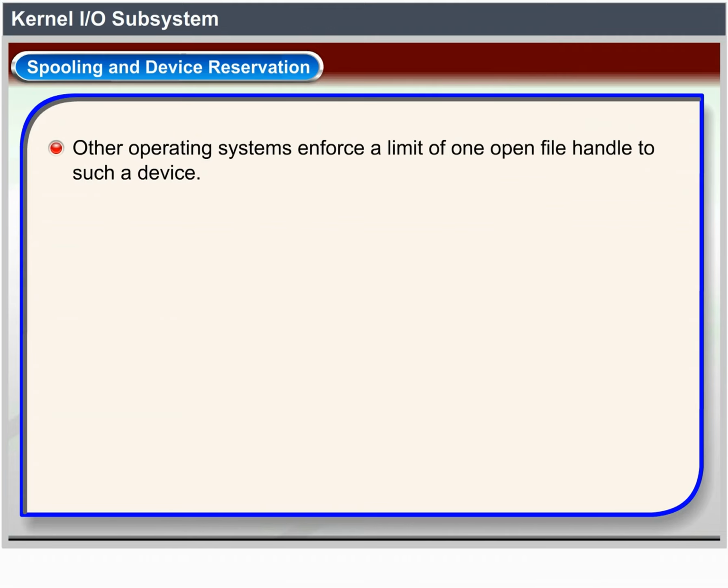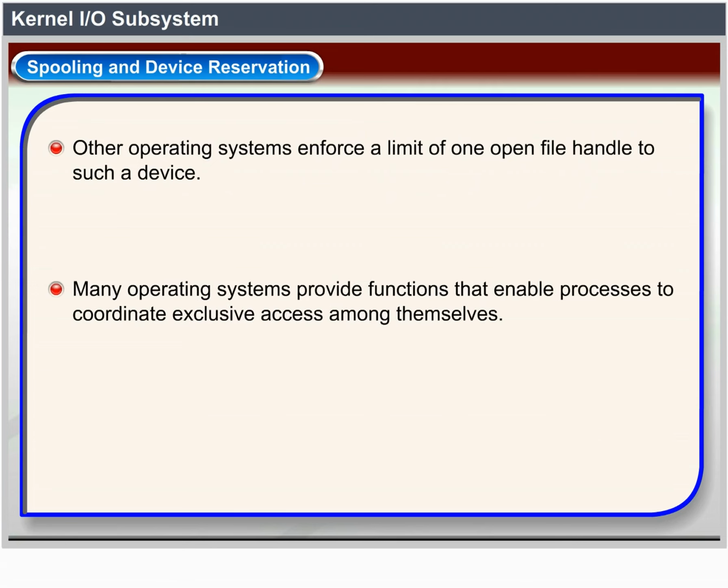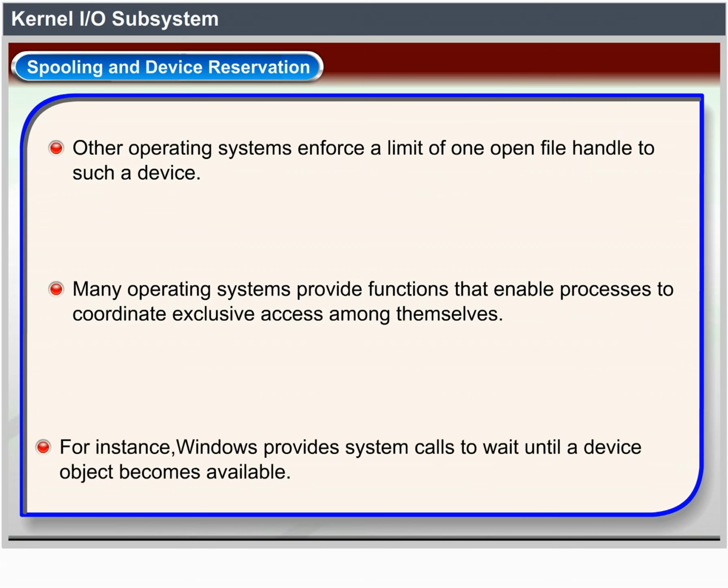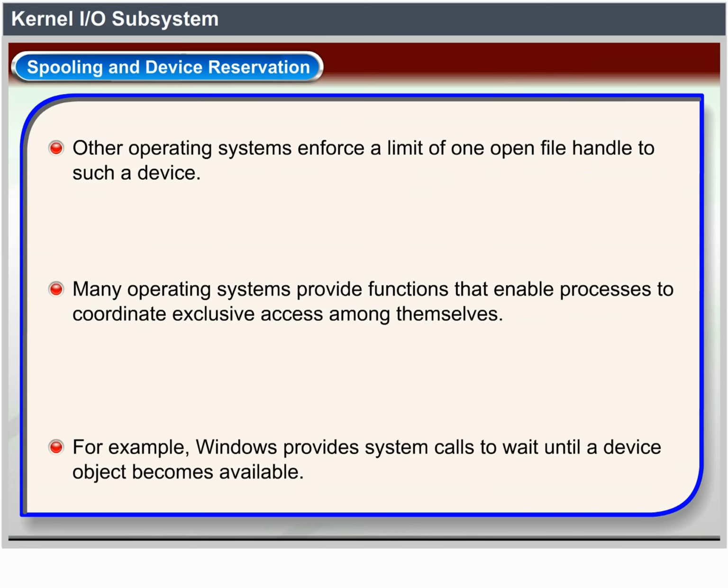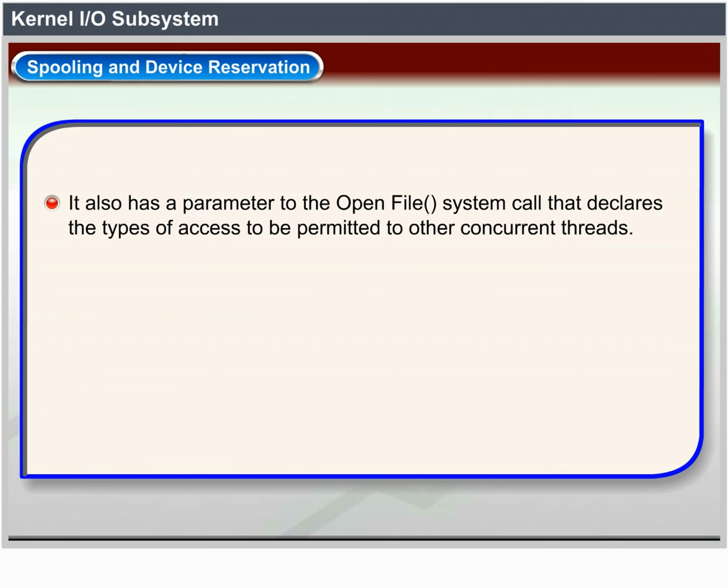Other operating systems enforce a limit of one open file handle to such a device. Many operating systems provide functions that enable processes to coordinate exclusive access among themselves. For instance, Windows provides system calls to wait until a device object becomes available. It also has a parameter to the OpenFile system call that declares the types of access to be permitted to other concurrent threads. On these systems, it is up to the applications to avoid deadlock.